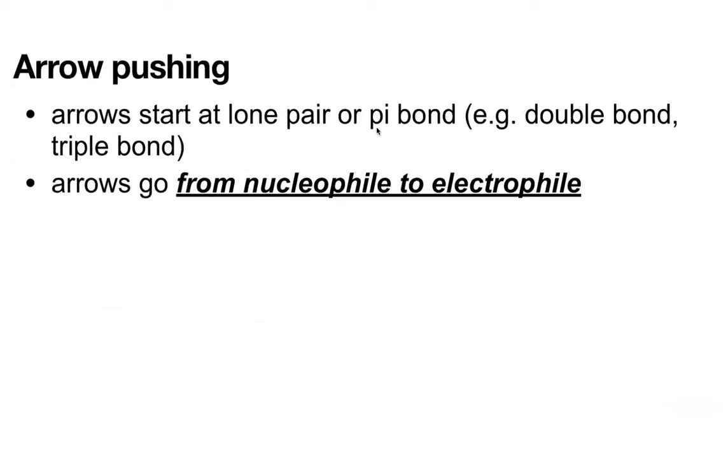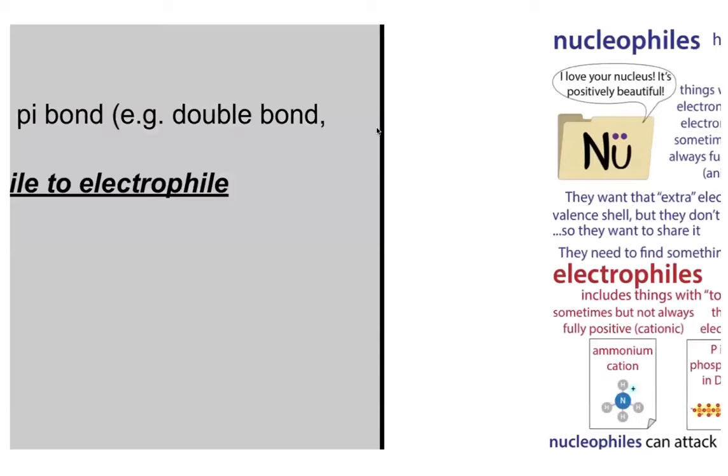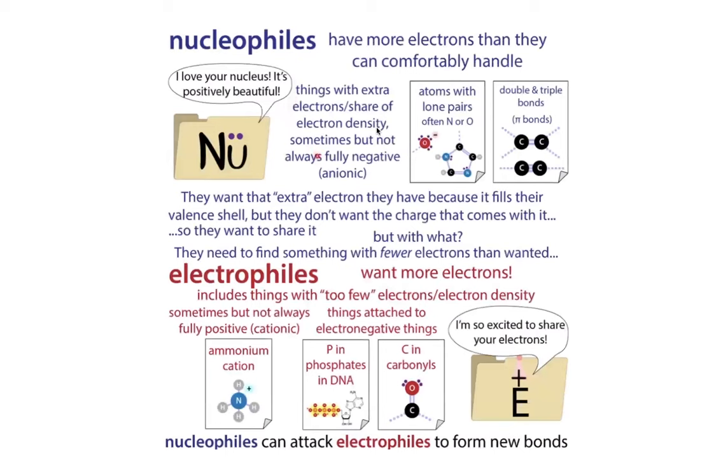So to show you an example and to help directly see what's a transition state and what's an intermediate, we need to review our arrow pushing. So remember the rules for arrow pushing from organic chemistry? Your arrows are going to start at a lone pair of electrons or a pi bond, so like a double bond or a triple bond. And they're always going to go from nucleophile to electrophile. Remember that nucleophiles are the things with typically a lone pair of electrons that are going to seek out some positivity. They want someone to share their electrons with. So they look for protons, and protons can be found in the nucleus, hence the word nucleophiles. They love the nucleus because that's where the protons are.